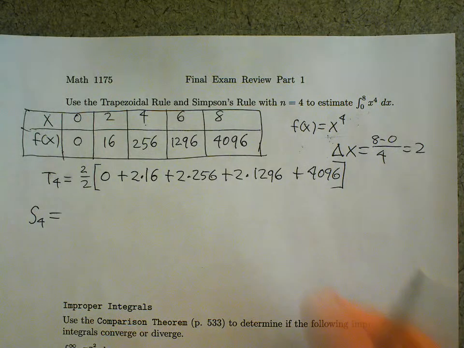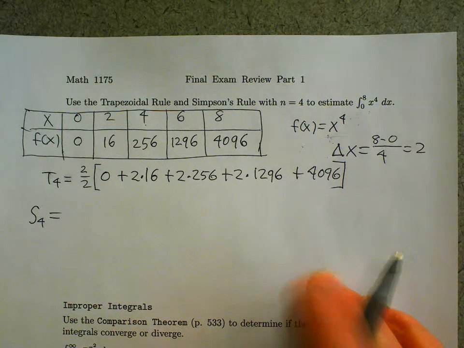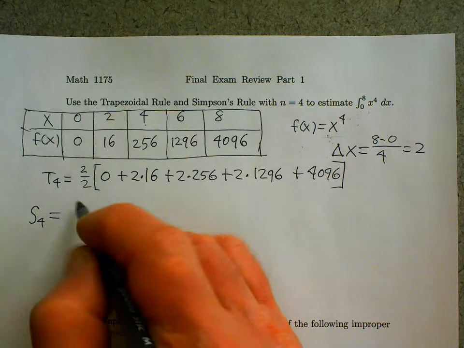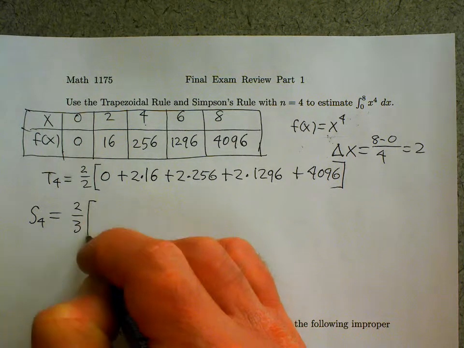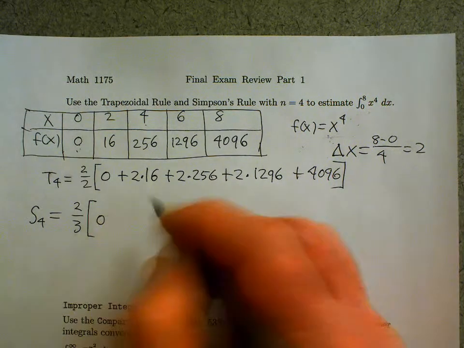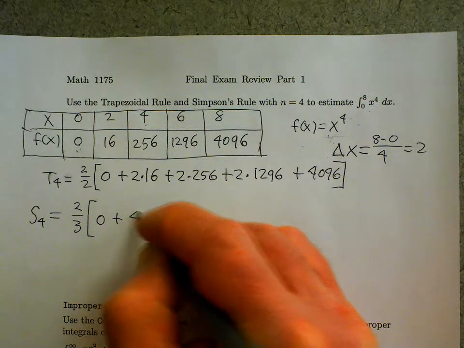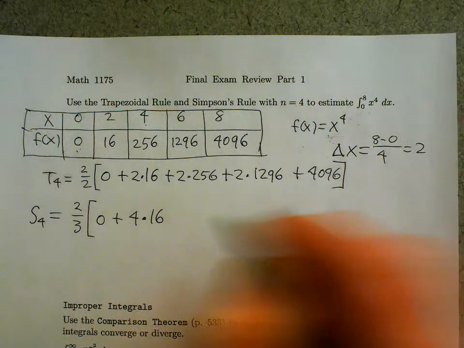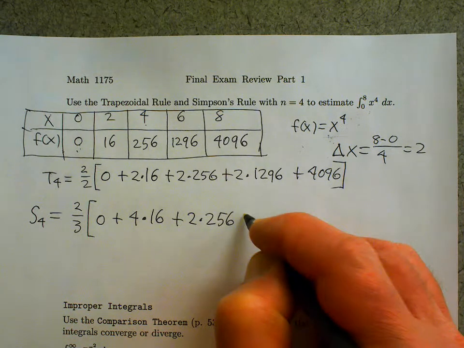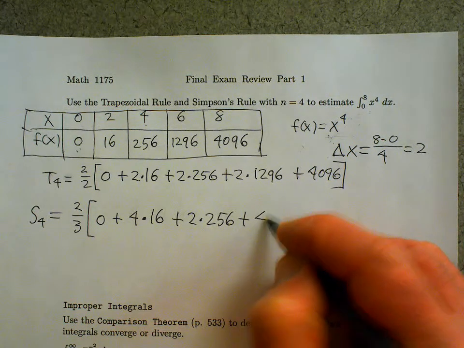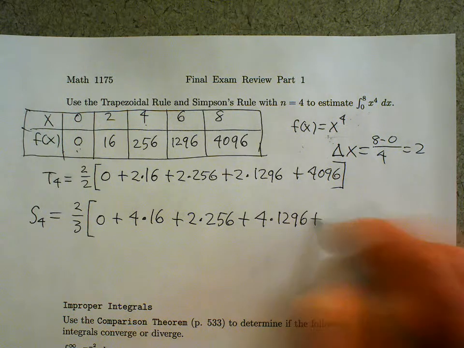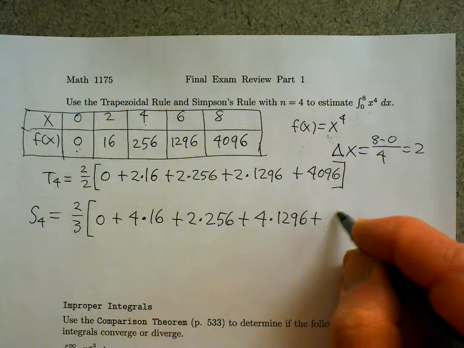Then the Simpson's approximation. So out front, it's delta x over 3. Delta x is 2, so 2 over 3. And then times the first output, 0. Then plus 4 times the second output, plus 2 times the third output, plus 4 times the second to the last output, and then plus 1 times the last output.